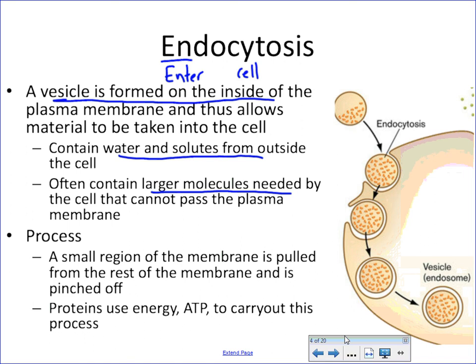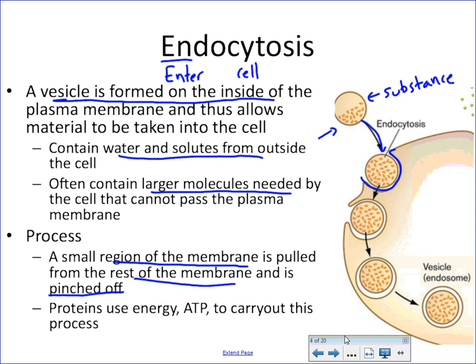The process in which this happens is that a small region of the membrane is pulled from the rest of the membrane and is then pinched off. This is illustrated using the following diagram. If this is our substance that is going to enter the cell, and it's far too large to pass through the plasma membrane, as the substance approaches, the cell membrane will pull back and fold on itself to allow the substance closer, and start drawing that substance into the cell.